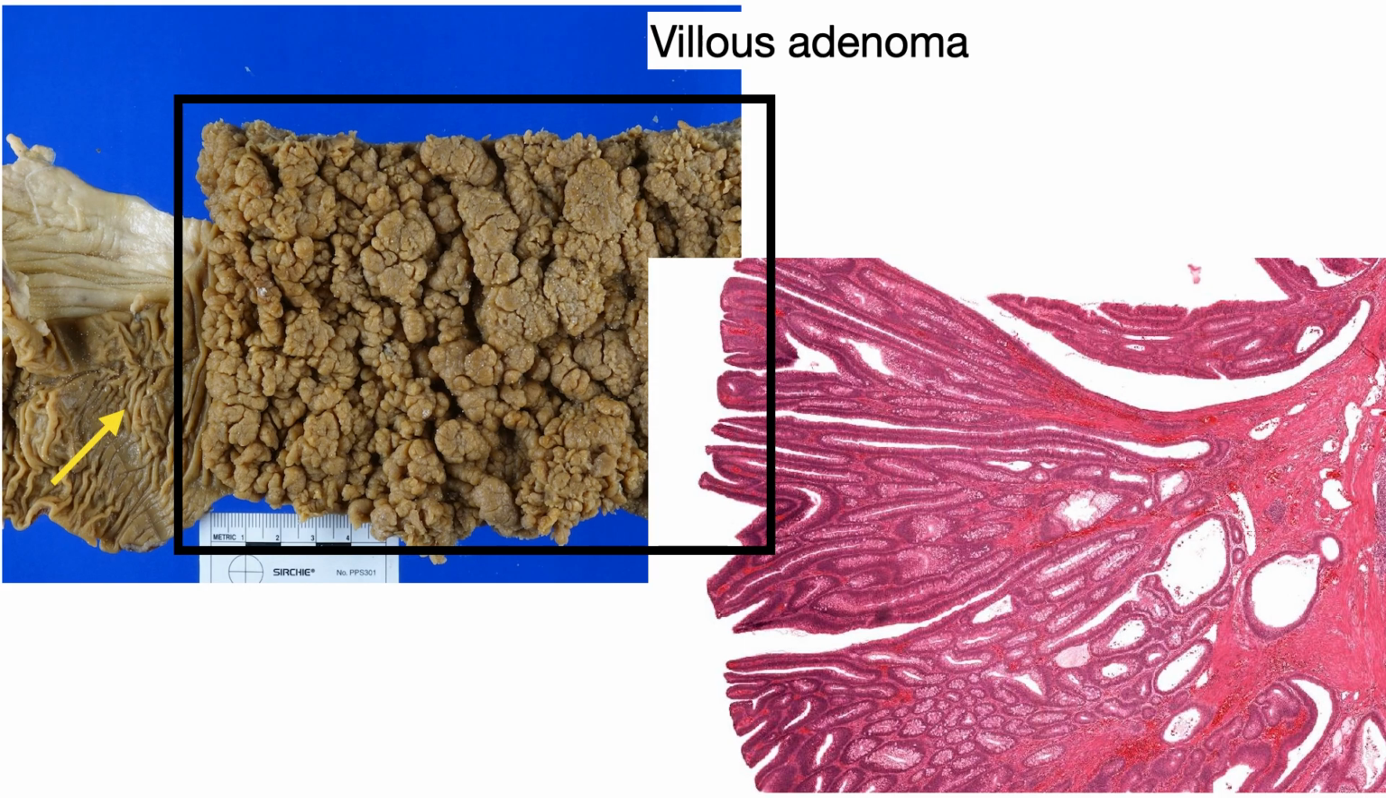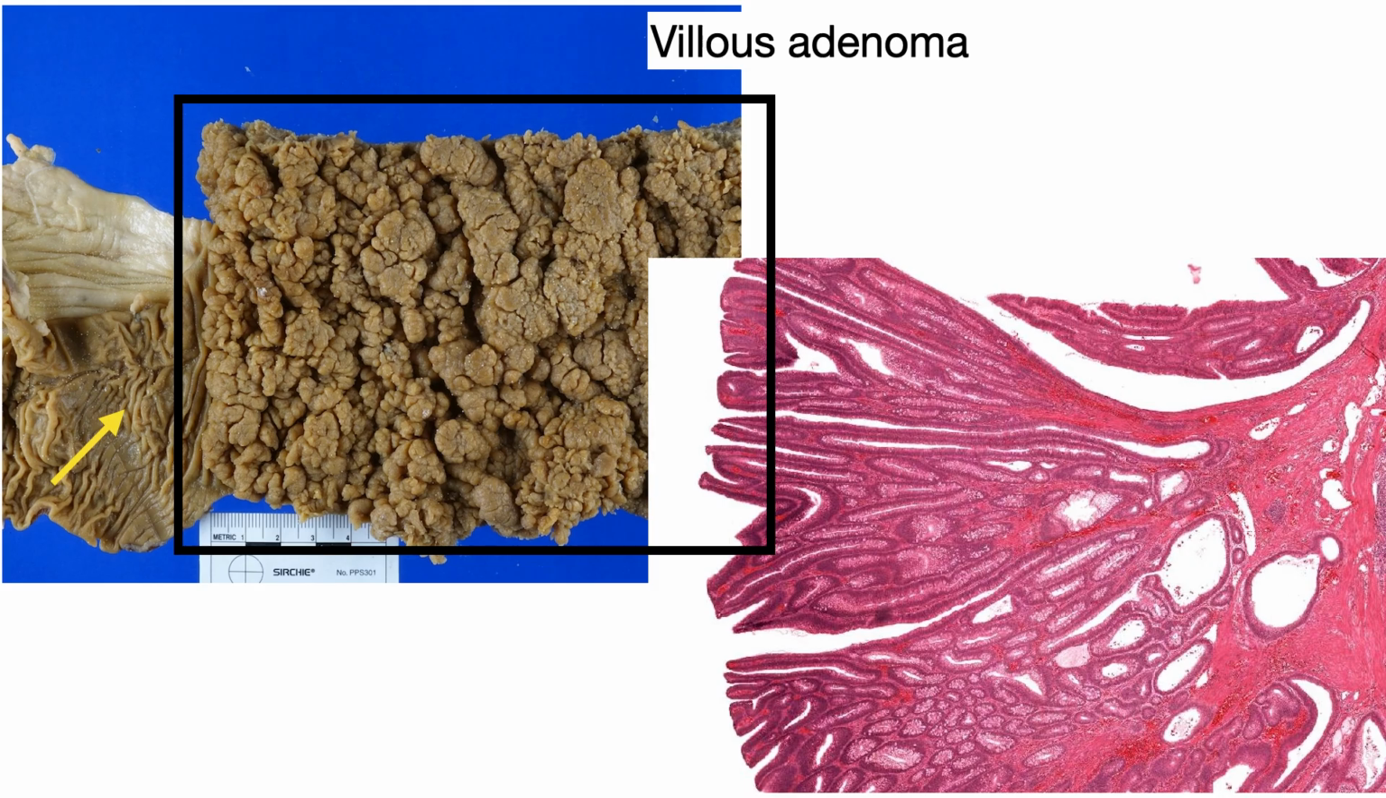So this is a villous adenoma to the top left. It looks like it's familial adenomatous polyposis, but it's not. The black box goes around it. It was just, like I said, sessile. It was right up against it, and just went for a distance. And then to the left of it, the yellow arrow shows normal colon. So like I said, it's not familial adenomatous polyposis. It was a villous adenoma. And to the right of it shows its architecture. So you can see just long extensions, finger-like extensions of the mucosa.